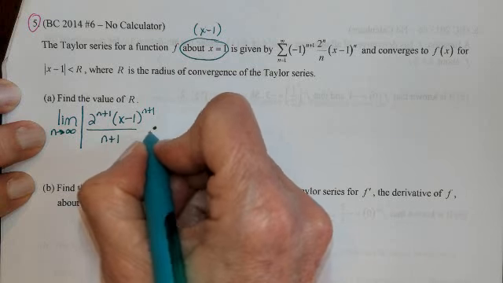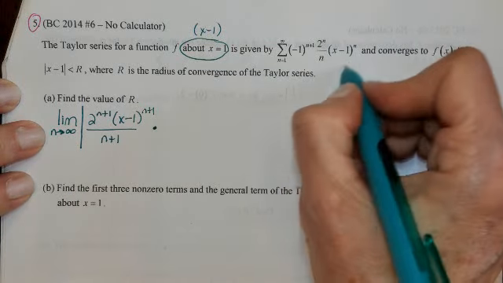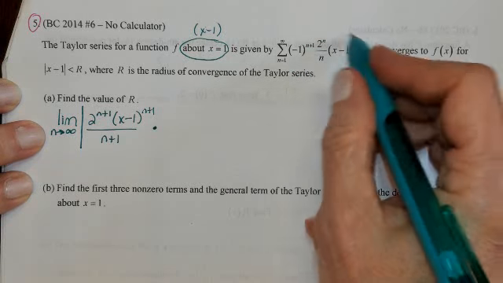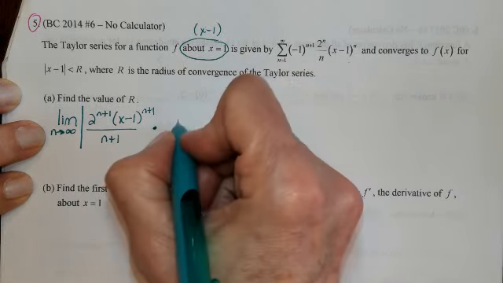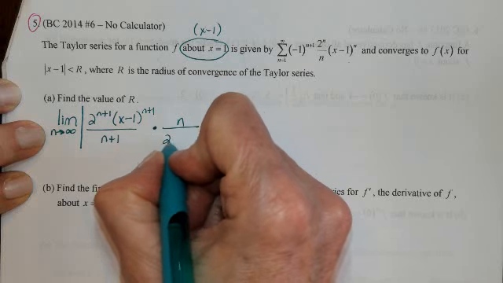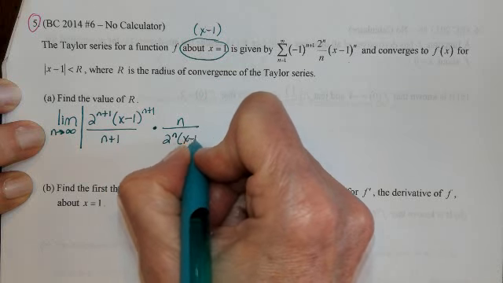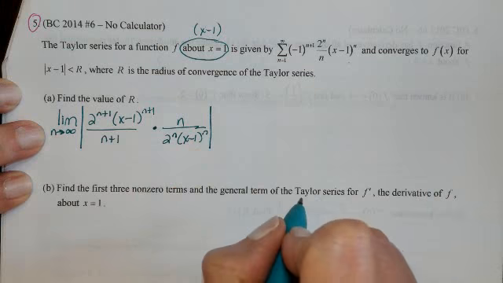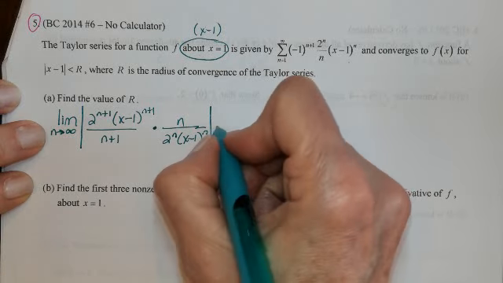And now we're going to multiply by the reciprocal of the nth term, because again, we're making a ratio here. Okay, so I'm going to have the n on top, the 2 to the n on the bottom, and the x minus 1 to the n on the bottom as well. So there's the setup of the ratio test. Now we need to find the limit.